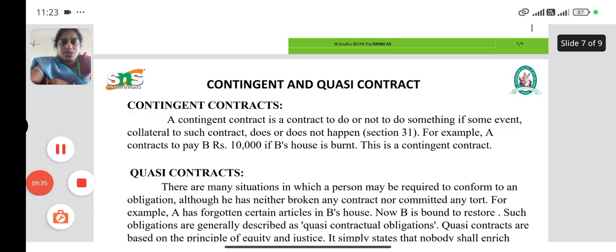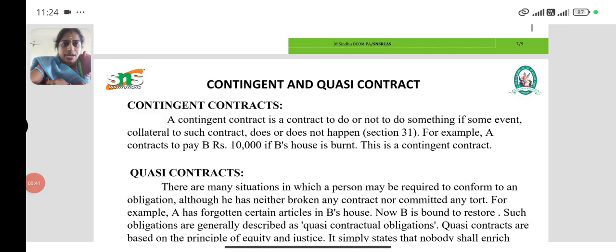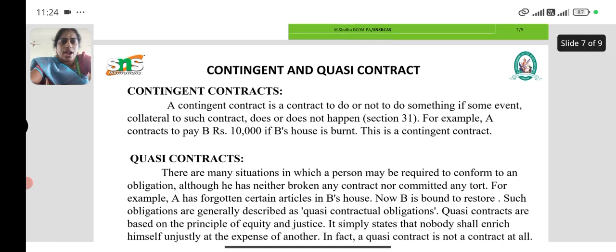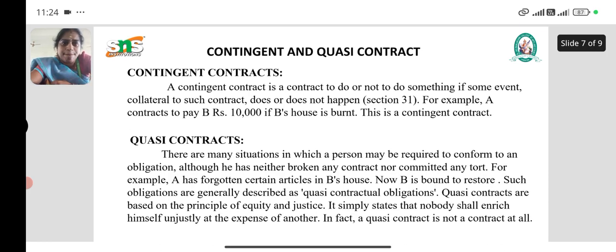Next, we are going to see about the contingent and quasi contract. Contingent contract: a contingent contract is a contract to do or not do something, if some event collateral to such a contract does or does not happen, according to Section 31. For example, a contract to pay B rupees 10,000 if B's house is burned. This is a contingent contract.